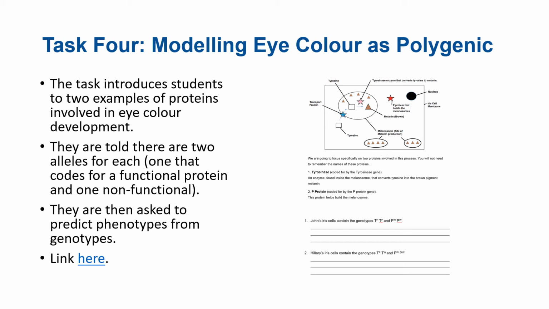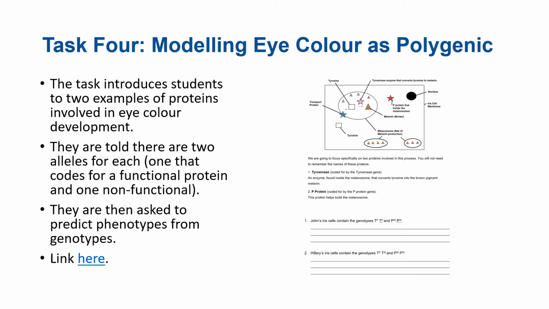So the TP would be the poorly functional version of the tyrosinase allele, and the PW would be the well-functioning, or the good-functioning version of the P protein allele. And then we give the students a bit of time. We give them time to discuss with their peers and discuss as a class what they think the phenotypes will be for those people. And we ask them to comment both on the phenotype of the individual person, but then comparatively, which is actually an easier judgment call to make.